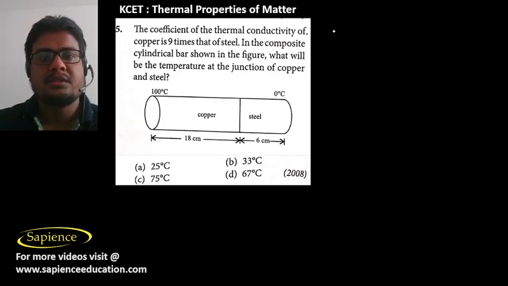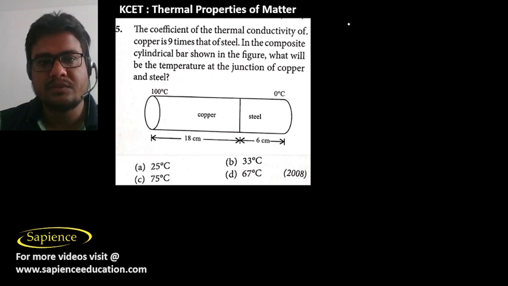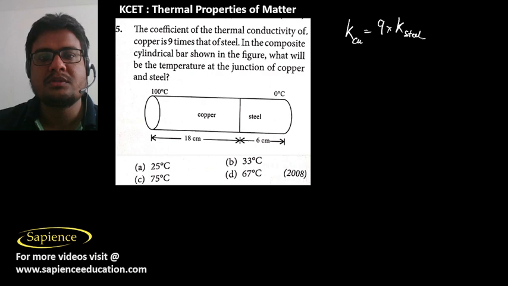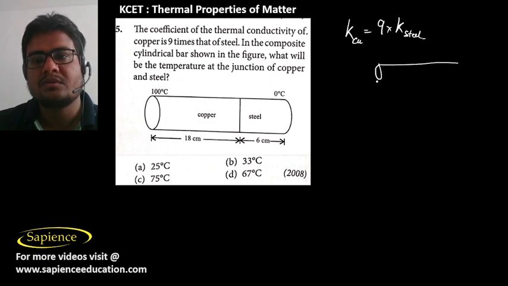Then it is told that the coefficient of thermal conductivity of copper is 9 times that of steel. In the composite cylindrical bar as shown in the figure, what will be the temperature at the junction of copper and steel?